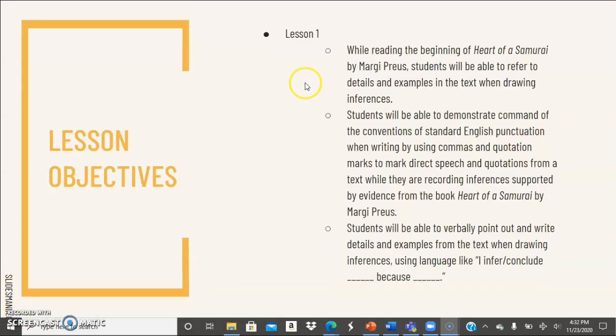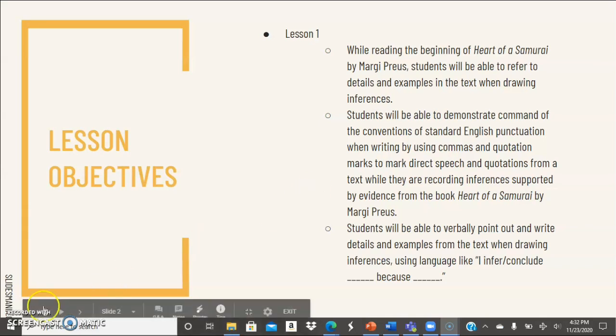So the content objective for Lesson 1 is, while reading the beginning of Heart of a Samurai by Margi Preus, students will be able to refer to details and examples in the text when drawing inferences. The language objectives are, students will be able to demonstrate command of the conventions of standard English punctuation when writing by using commas and quotation marks to mark direct speech and quotations from a text while they're recording inferences supported by evidence from the book. And students will be able to verbally point out and write details and examples from the text when drawing inferences using language like I infer or conclude blank because blank.